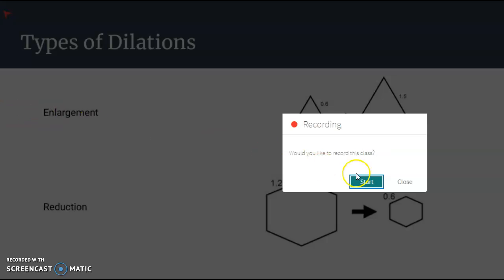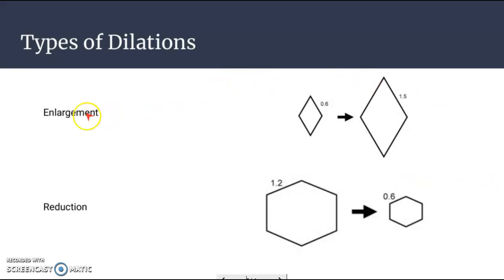So what we have here is two examples of the types of dilations. We have an enlargement, this small diamond getting enlarged to create a bigger diamond. Reduction, you start with a bigger figure like this hexagon here, and we reduce it and make it smaller. That's a reduction.